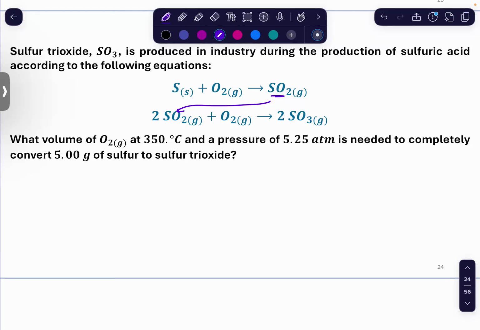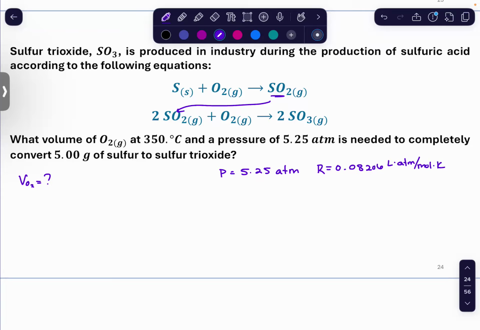So, okay, what are we being asked for? Volume of O2 at the end. Okay, what are some things we know? Our pressure, 5.25 atmospheres. Our gas constant, 0.08206 liters atmospheres over moles Kelvin.